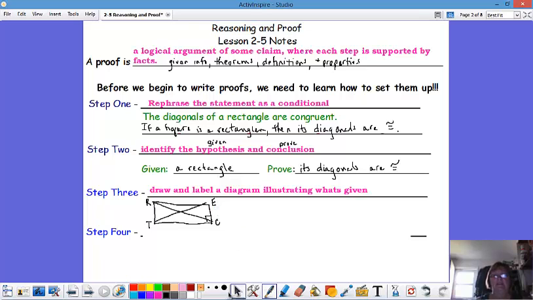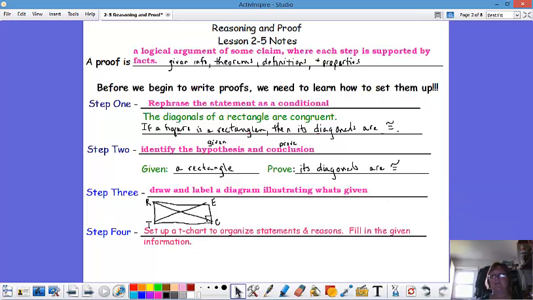All right, and then finally, the last step of the setup phase is this. We set up a T-chart to organize statements and reasons. We fill in what's given. Now, folks, we are not going to write a proof today, but we are going to set up what's called a 2-column format. Okay? As we're learning to write proofs in geometry class, the 2-column format is a good one for us. It gives us a way to organize. On the left, we're going to write statements. On the right, we're going to write reasons.